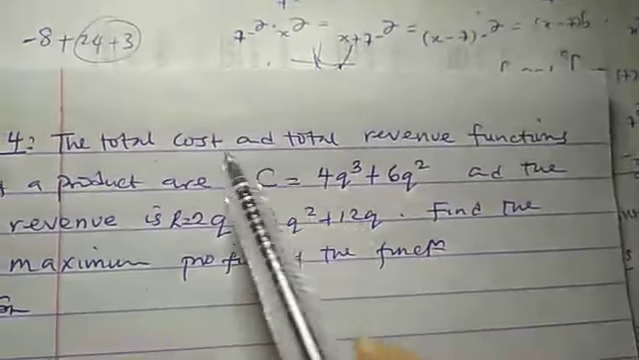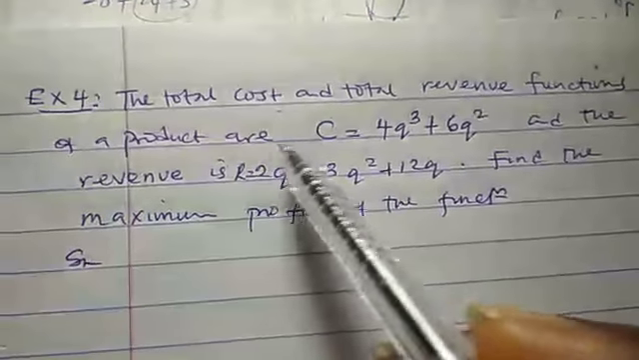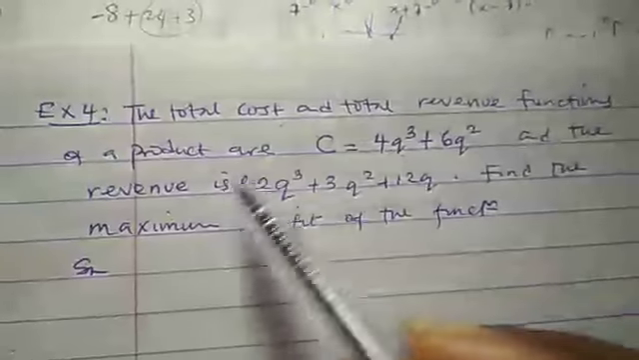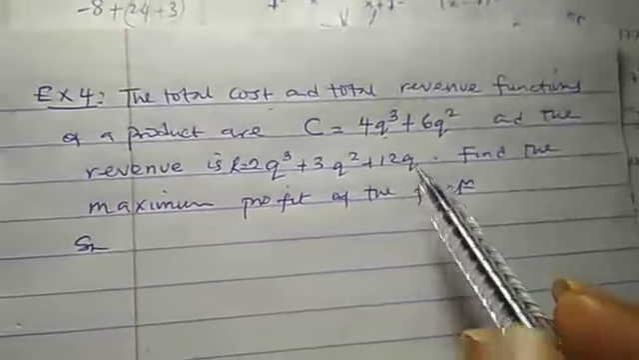Now, the total cost and total revenue functions of a product are this and this. This is a cost and this is a revenue. Find the maximum profit of the function.